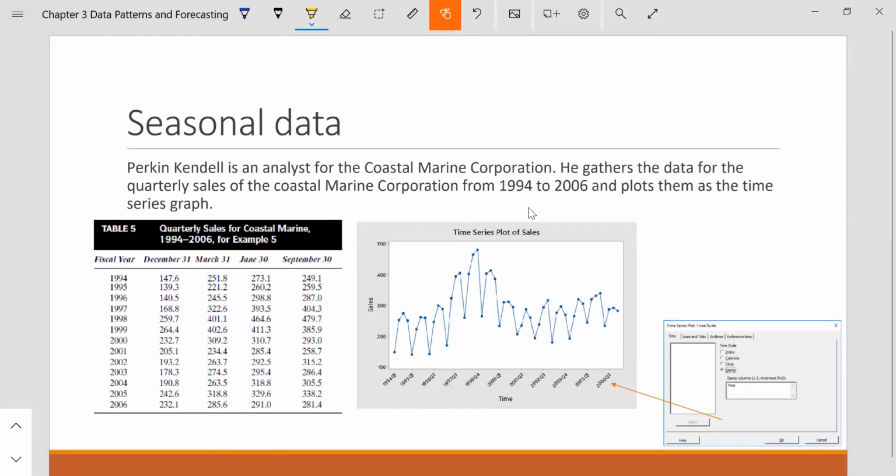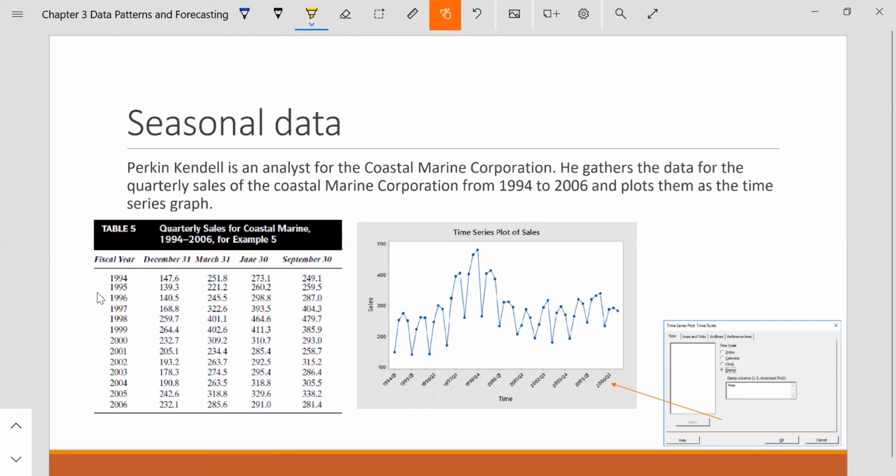So Perkin Kendall is an analyst for the Coastal Marine Corporation. He gathers the data for the quarterly sales of the Coastal Marine Corporation from 1994 to 2006 and plots them as the time series graph. And we want to know if there's seasonality or not, because we know this quarterly data, there might be, right?